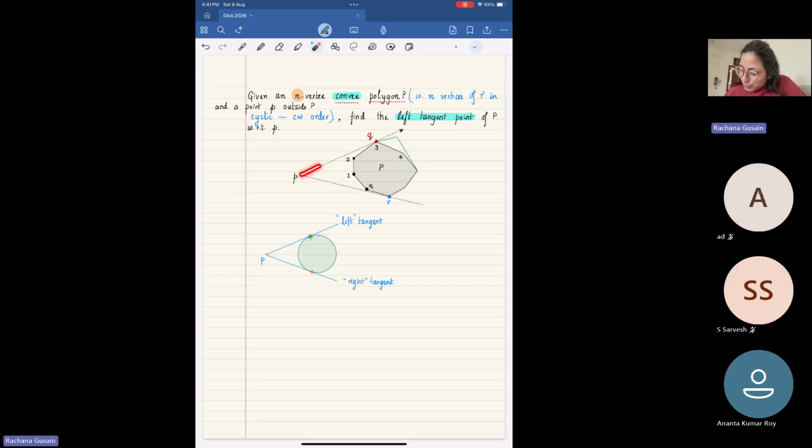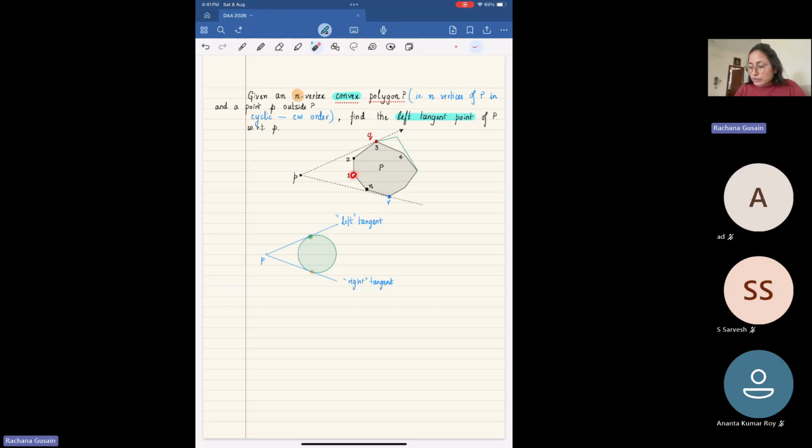No. The thing is, you only mentioned that Q is the leftmost point with respect to the line PQ. So it cannot be the case that one is to the left and the other to the right, because this is the leftmost point. If I look at this point Q and consider this line PQ, look at the neighbors of Q, the one that comes before Q and the one that comes after Q. Their orientation: they both lie to the right of Q. Both these points lie to the right of Q. And this is not true for any other point in this polygon.